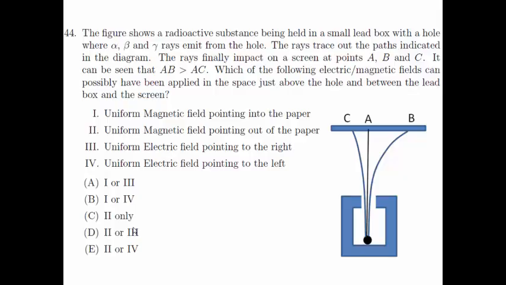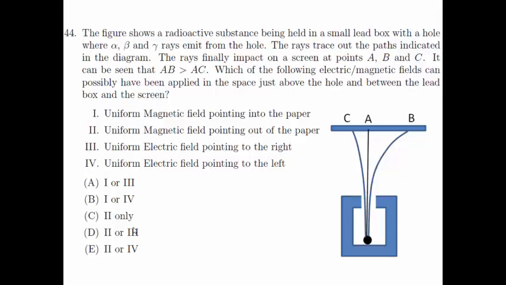It can be seen that AB is more than AC. Which of the following electric or magnetic fields can possibly have been applied in the space just above the hole and between the lead box and the screen? The options are 1. Uniform magnetic field pointing into the paper. 2. Uniform magnetic field pointing out of the paper. 3. Uniform electric field pointing to the right. 4. Uniform electric field pointing to the left.